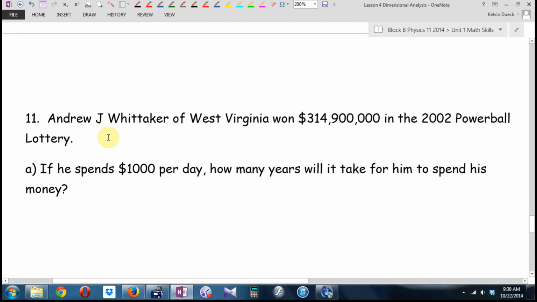When I first created this, I think this was the all-time record for the biggest lottery win. I haven't double-checked to see if it's been beaten recently or not. But in 2002, Andrew J. Whitaker won $314,900,000 in the Powerball lottery. Come on, you've all wondered about stuff like, if he spends $1,000 a day, how many years will it take him to spend his money?